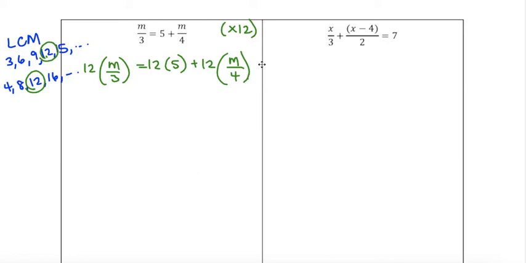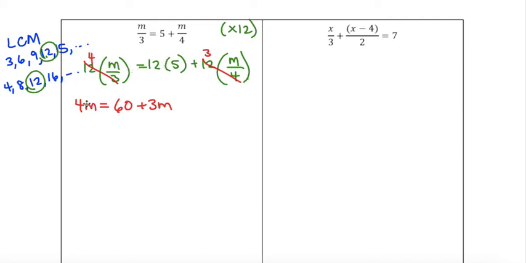I'm still going to get rid of my fractions, but it's not going to get rid of them completely in terms of the numerator and the denominator, because I need to think about, well, how many times does 3 go into 12? And that's 4 times. And how many times does 4 go into 12? That's 3 times. So I'm getting rid of the fraction, but I'm not getting rid of the coefficient in front of this term. So I'm left with 4m is equal to 12 times 5, which is 60, plus 3m. So I've gotten rid of my fractions, but as I said, I didn't get rid of this coefficient term.